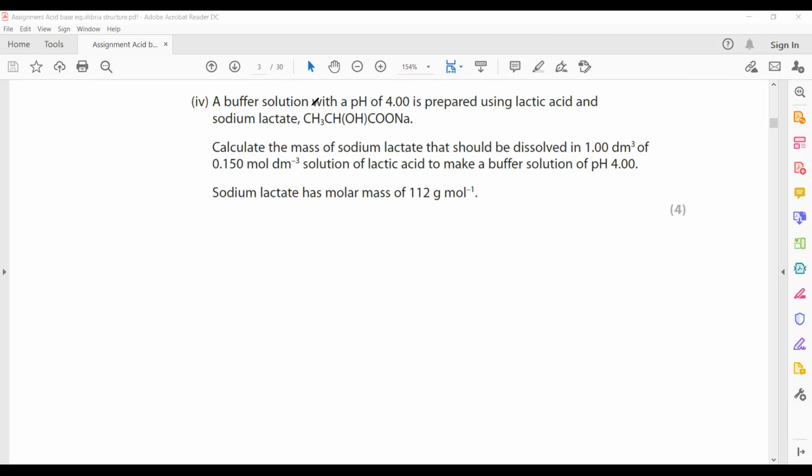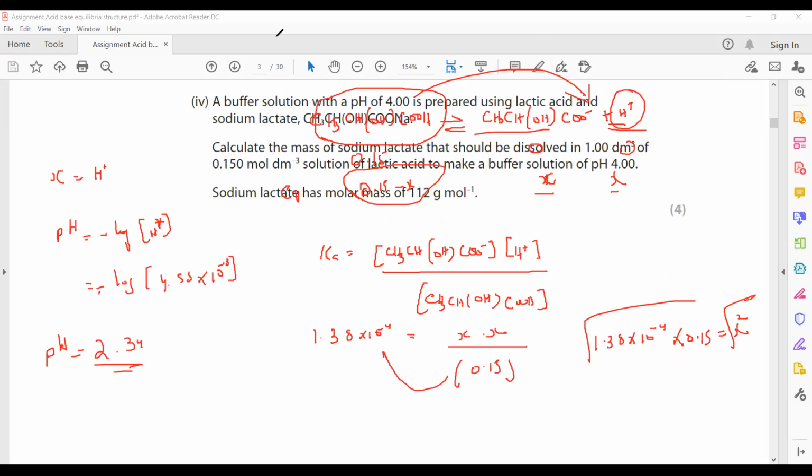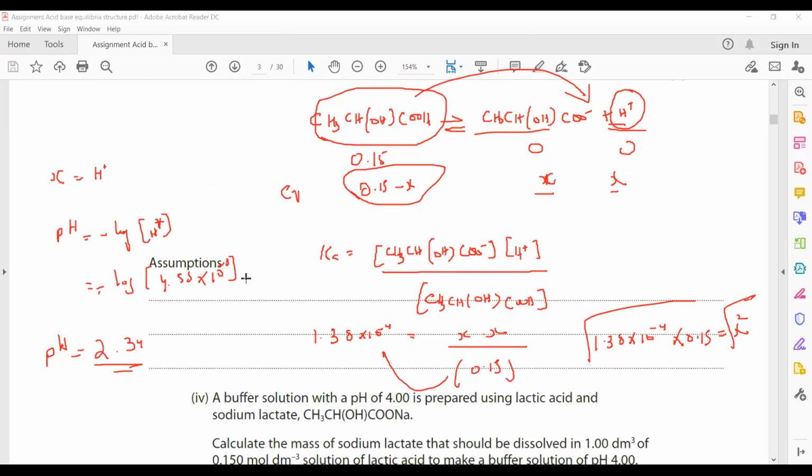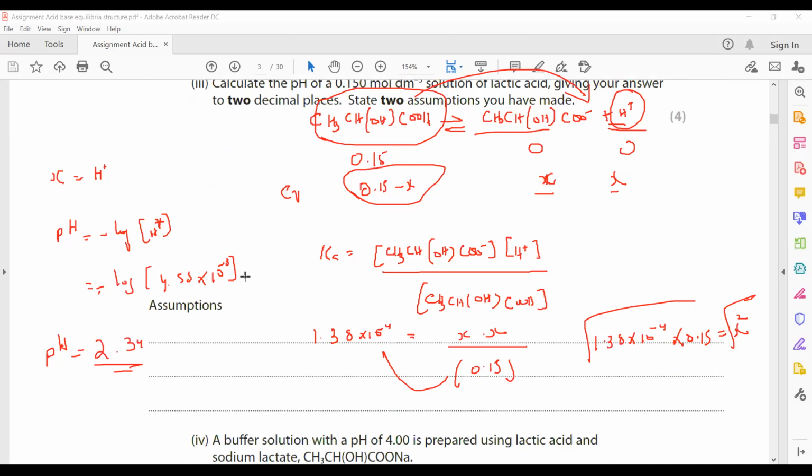A buffer solution with a pH 4. Any doubt in the previous question? If you have any doubt, you can ask. I will repeat that. Any doubt in this last question?